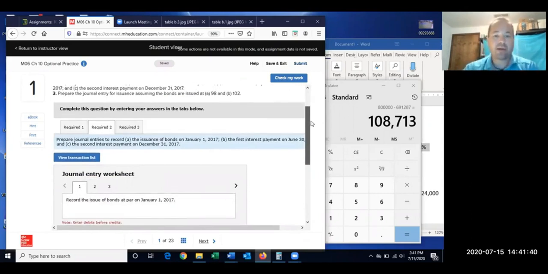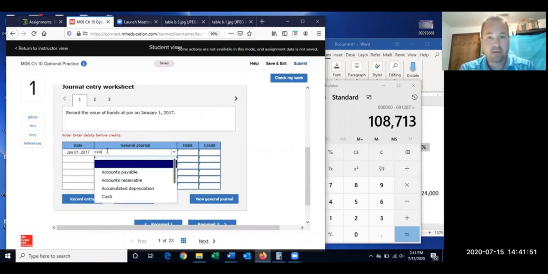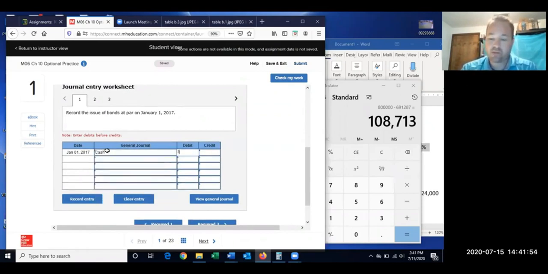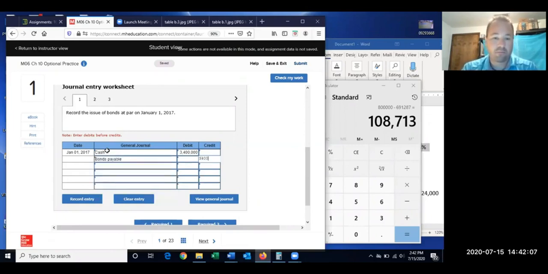Okay, so here we are. Now we're ready to do the journal entries, record the issuance of the bond. Should be fairly easy. It's just like getting money for a note. When you sell a bond, what are you getting? You're getting cash. And when you sell it for face value, you're getting the full value, so $3.4 million. And then why did you get the $3.4 million? Because you issued bonds and have to pay them back. So bonds payable, $3.4 million. That's pretty simple.